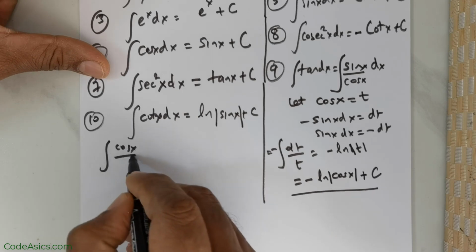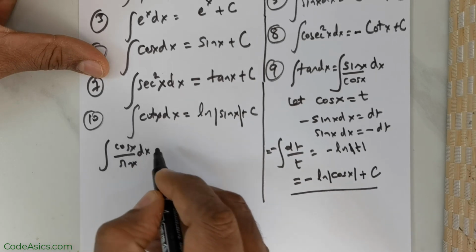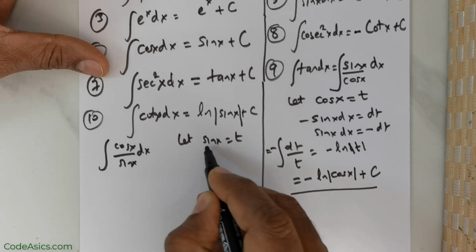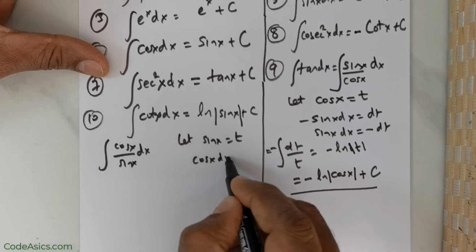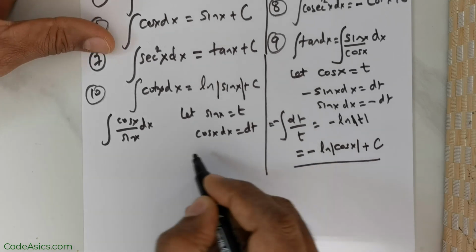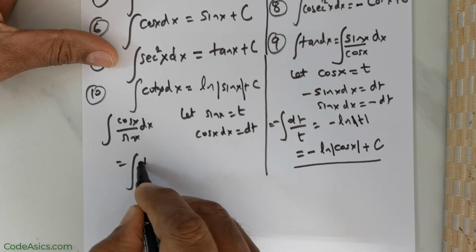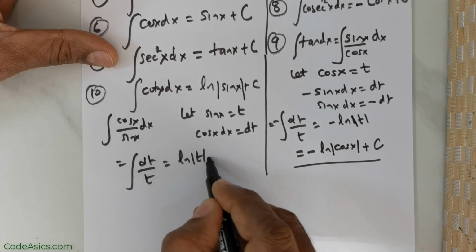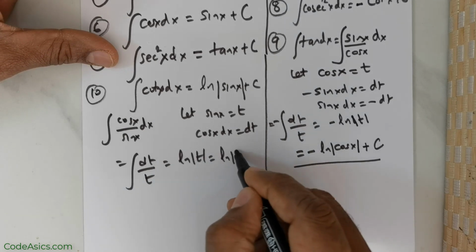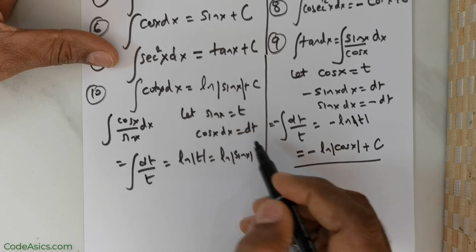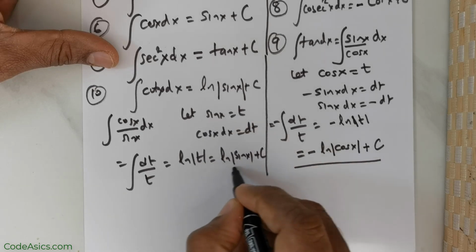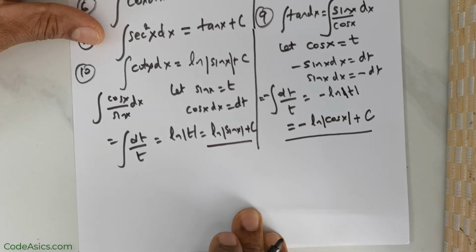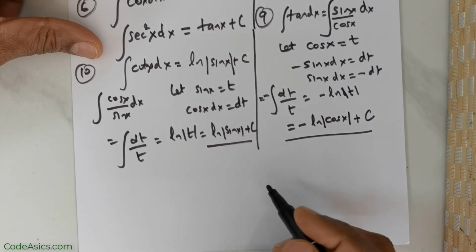cot x is nothing but cos x over sin x times dx. Now let me take the substitution of sin x being equal to t. I differentiate, I get cos x dx is equal to dt. Now if you substitute that, I get dt over t, and this is going to be ln of modulus of t, which is nothing but ln of modulus of sin x, since my value of t is sin x, plus arbitrary constant c. So that's why we got that value.